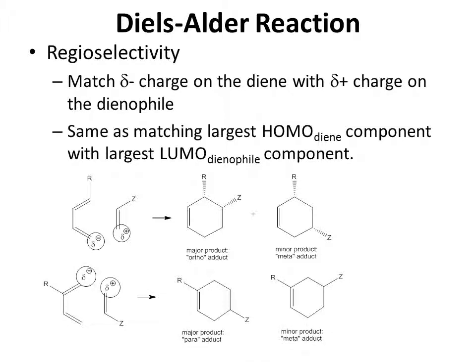When the R group is in position 2, then the partial negative charge and the largest HOMO component is at position 1. And when it reacts with the dienophile, the major product is the so-called para adduct, where R and Z are across from each other. If you flip the dienophile, then you get the minor product known as the meta adduct.